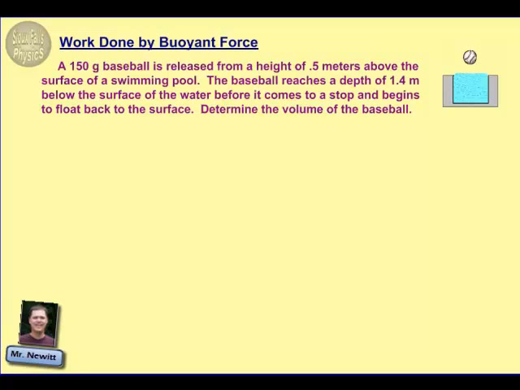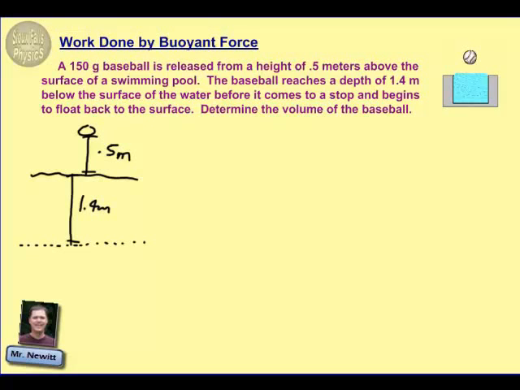So let's draw a diagram of the situation here. We know a baseball is being released, and it says that it is being released at 0.5 meters above the surface of the water. Now, once it goes into the water, it then goes to a depth of 1.4 meters below the surface, before it stops and starts to come back up.